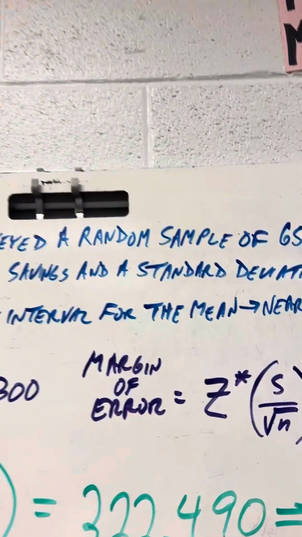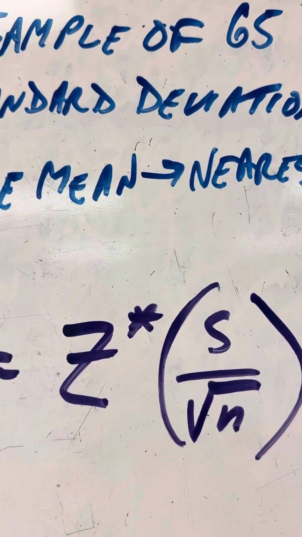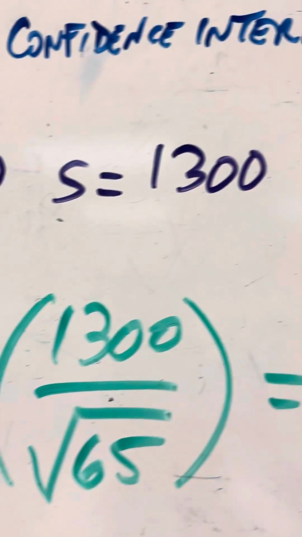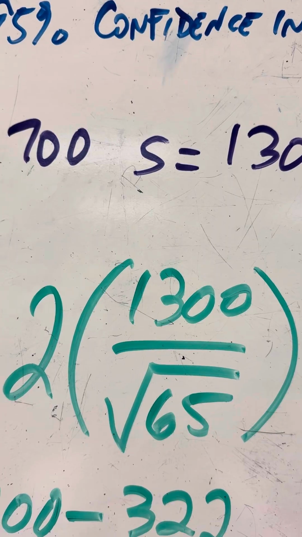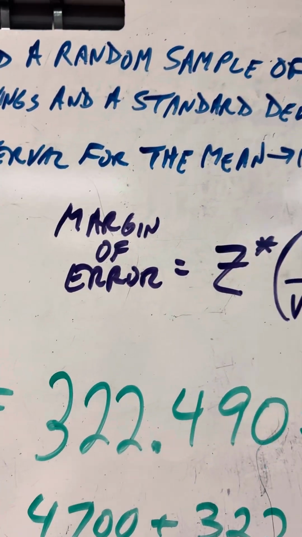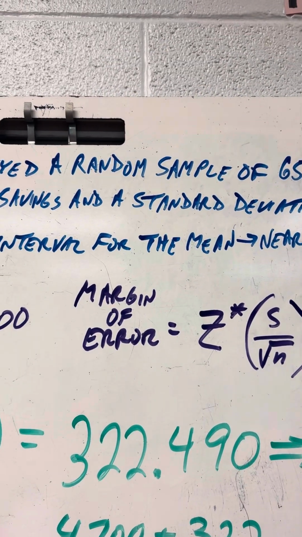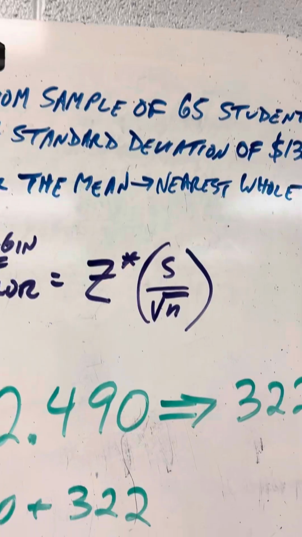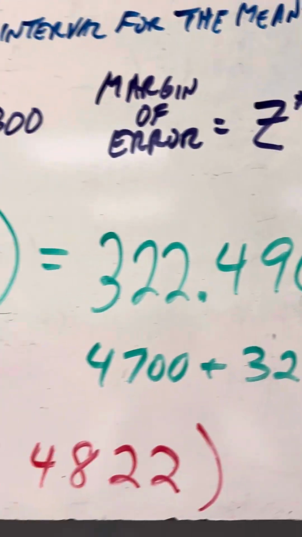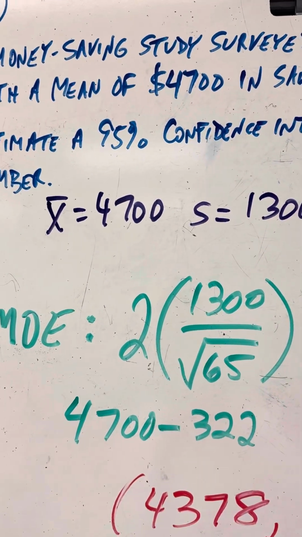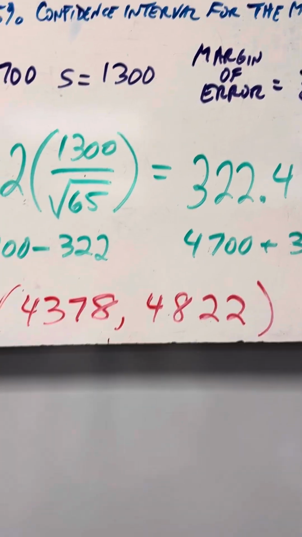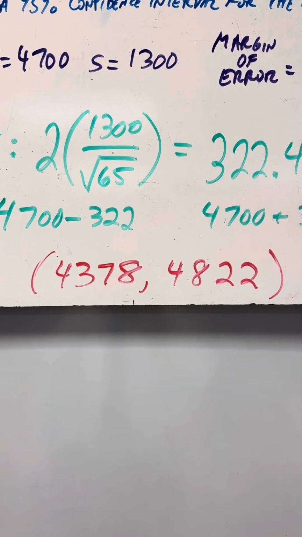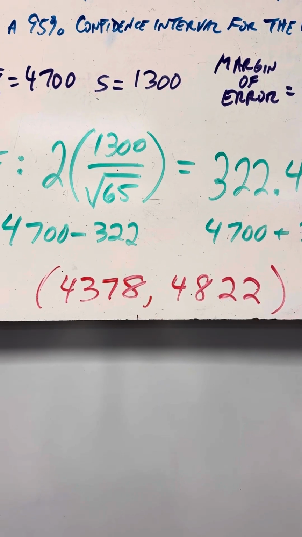Once again, we use this formula, okay? Z is 2. 2 times 1,300 divided by square root of 65 gives you 322.490. The nearest whole number is 322. So you're going to do 4,700 minus 322 and 4,700 plus 322, giving you 4378 and 4822.